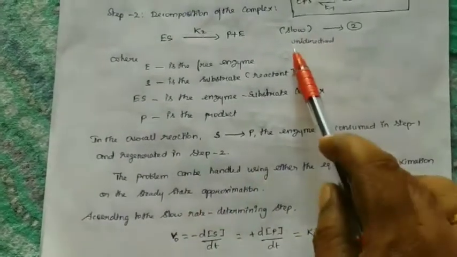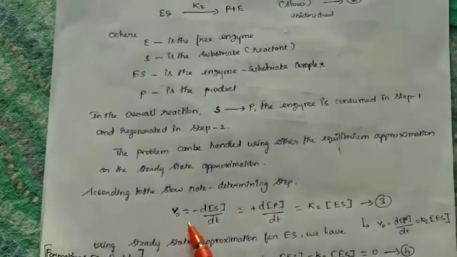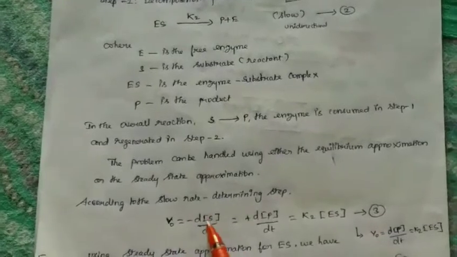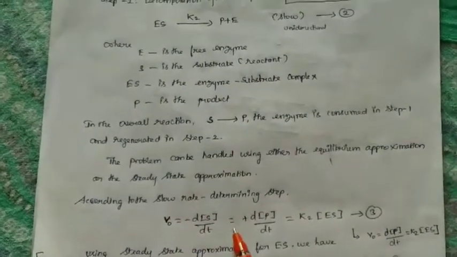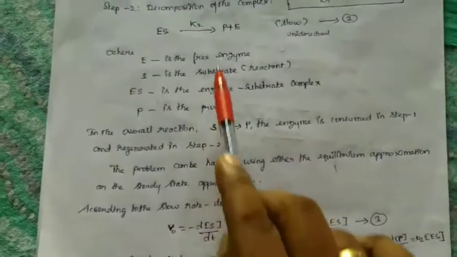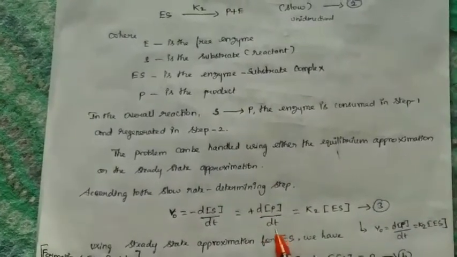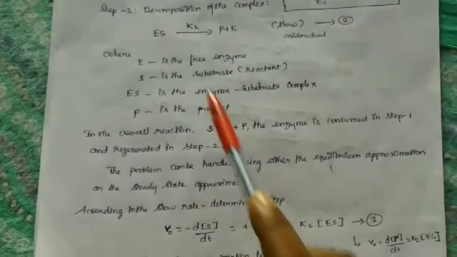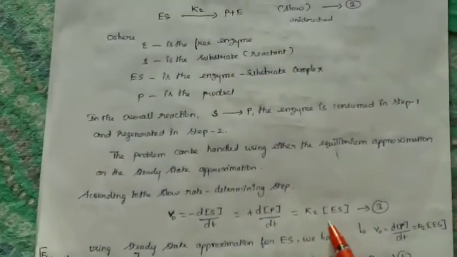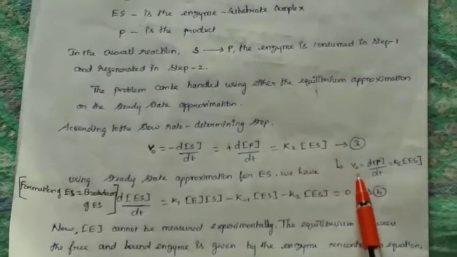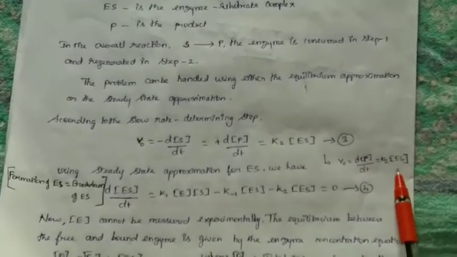According to the slow rate-determining step, V0 is equal to minus d[S]/dt, which is equal to the rate of product formation, plus d[P]/dt, which is equal to K2 times the concentration of the ES complex. So V0 is equal to d[P]/dt, which is equal to K2 [ES].